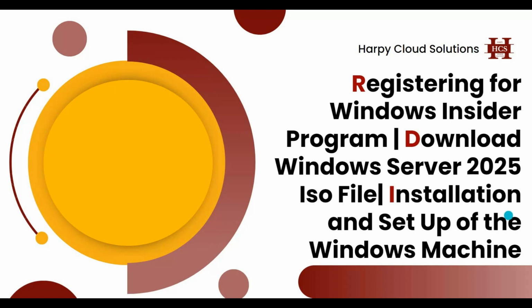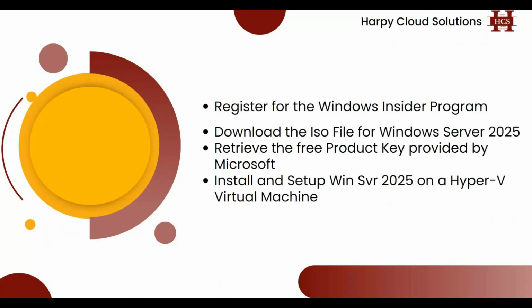Just to reiterate, what we'll be doing today is to register for the Windows Insider program. The link is provided in the comment section. That's the link to register for the program. And then download the ISO file for Windows Server 2025. The link to the page which allows you to download the file is also provided in the comment section.